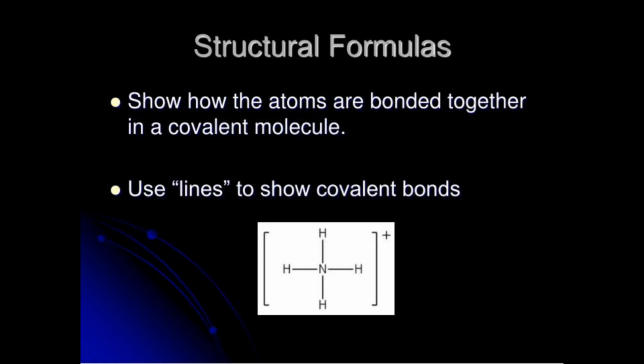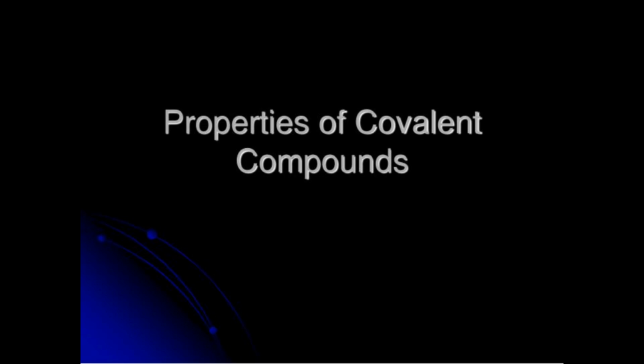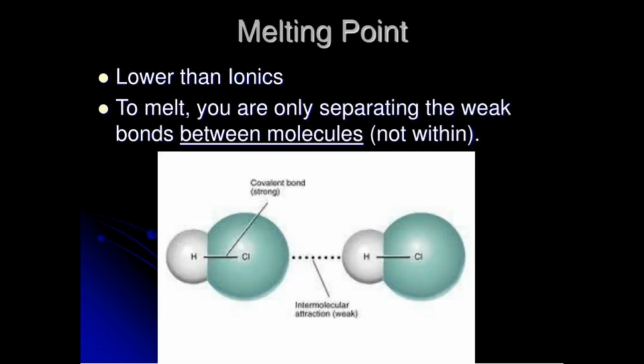And so we usually use lines to show the covalent bond, and an example is given there. Okay, so let's look at a few properties of covalent compounds. Number one is melting and boiling point. Most covalent compounds have low melting and boiling points, especially ones that are usually lower than the ionics.